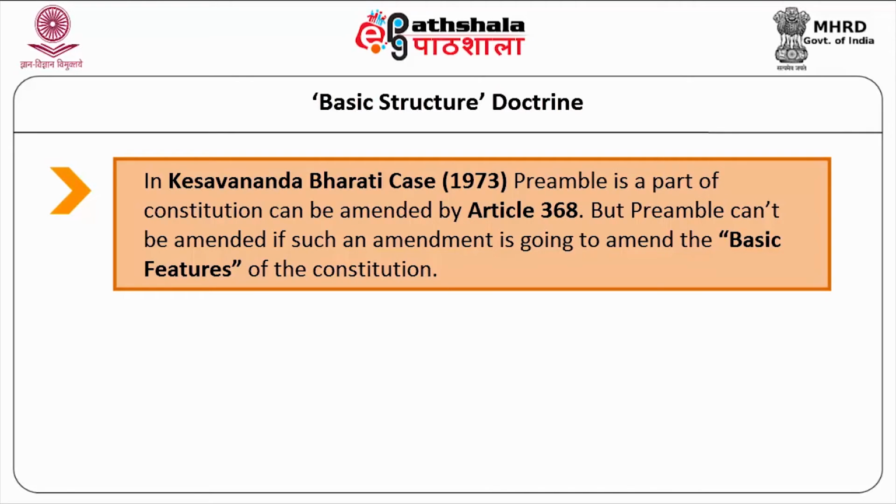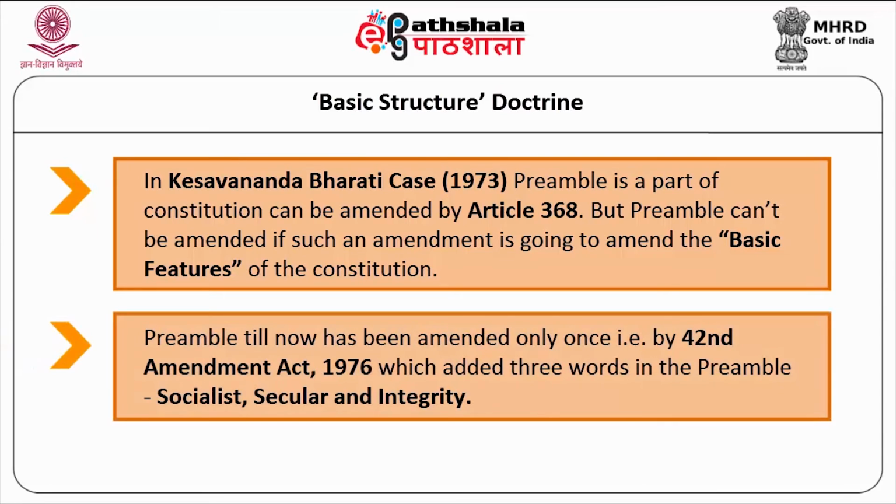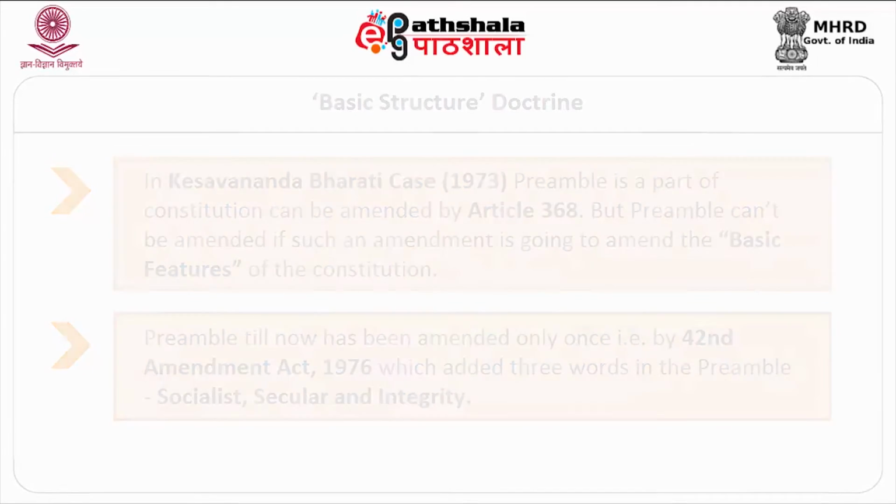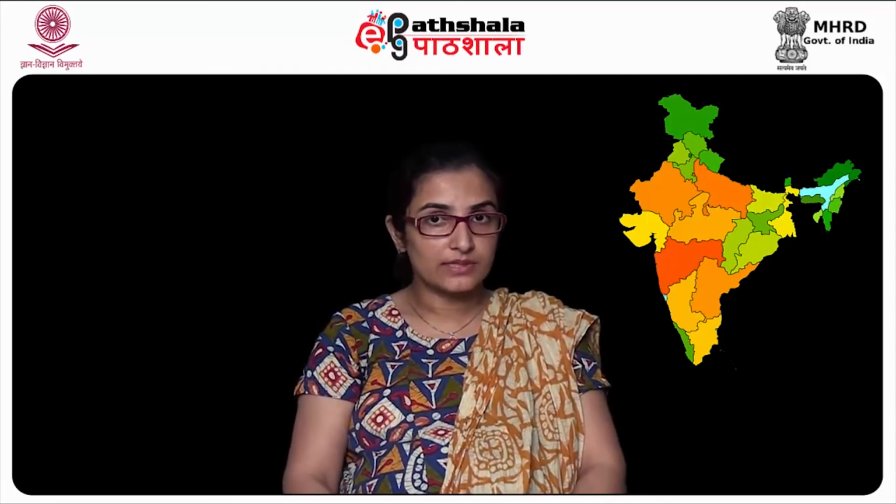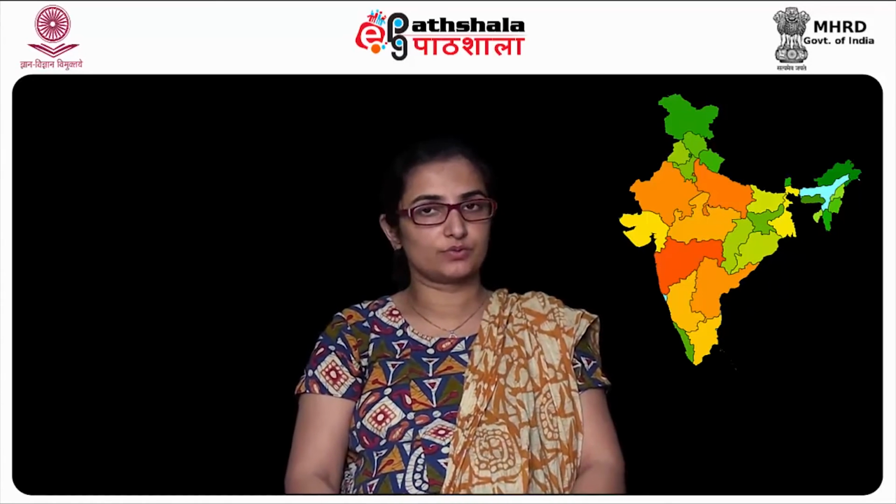And the terms like sovereign, socialist, secular, democratic, republic have been described under the basic structure principle and basic philosophy of the Constitution, which cannot be amended even if the preamble is amended. Until now, the preamble has been amended only once, and that amendment was done in the 42nd Amendment Act 1976, and since then no other amendment has been made in the preamble to the Constitution.